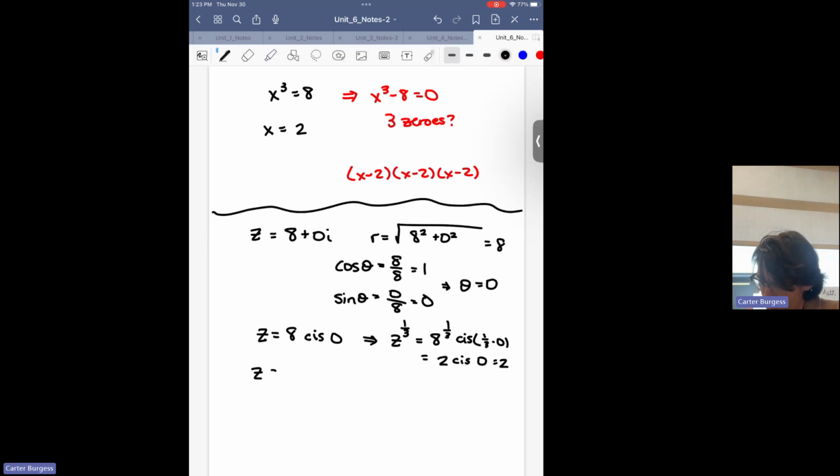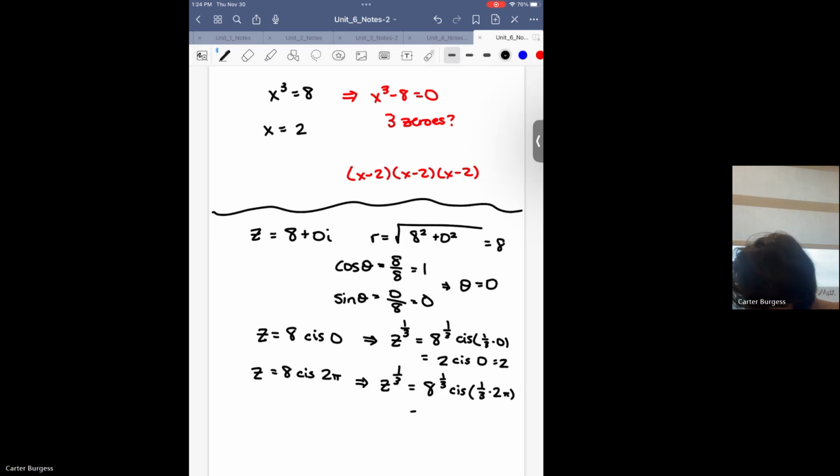8 CIS of 2 pi. Should be equivalent. It should be the same value. Right? That should also be 8. All right, let's use DeMoivre's theorem here. This is z to the 1/3, which is equal to 8 to the 1/3 CIS of 1/3 times 2 pi, which is 2 CIS of 2 pi over 3. That is a new solution. We didn't have that one before.